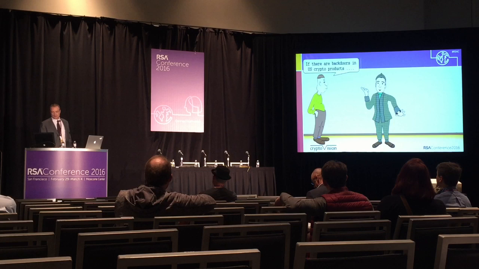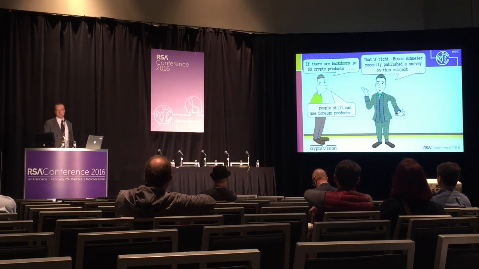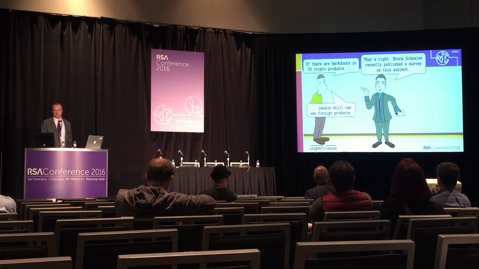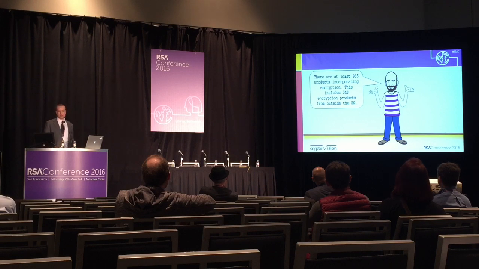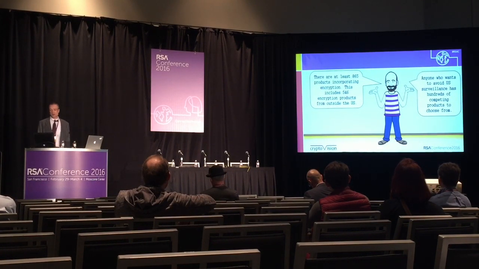There's another question. If there are backdoors in US crypto products, people still can use foreign products. This is something that was addressed by Bruce Schneier recently. He recently published a survey. So if you want to know what's in this survey, just listen to Bruce Schneier himself. He said, well, the result of his survey is there are at least 865 products incorporating encryption. This includes 546 encryption products from outside the US. And his conclusion is, anyone who wants to avoid US surveillance has hundreds of competing products to choose from.